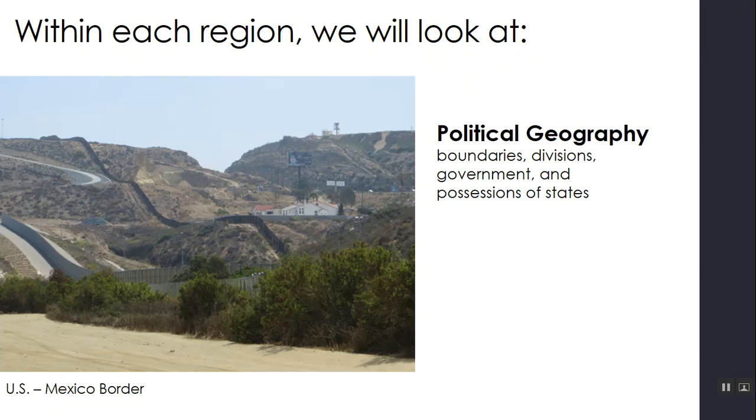We're going to look at the political geography. Here's a snapshot of the US-Mexico border, which we do not live too far from. So we're going to look at boundaries, divisions, what the government looks like, and the possessions of states. And by states, I mean what you tend to think of as countries. And so what does the state own? What does it not own? That varies from country to country.